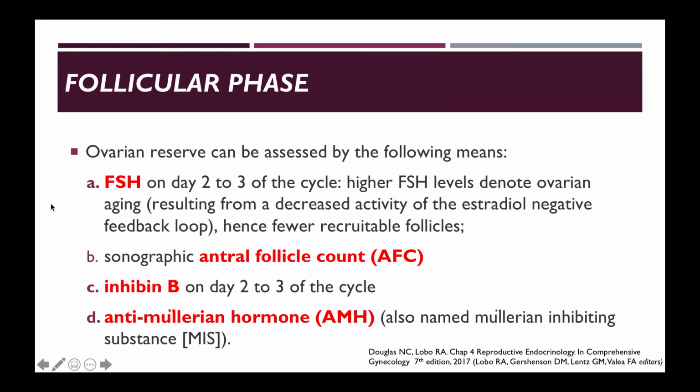Now, ovarian reserve can be assessed by the following means. We can either determine it by using serum FSH, the antral follicle count, inhibin B, or the anti-Mullerian hormone. Okay, so the gold standard here will be a combination of anti-Mullerian hormone and the antral follicle count.